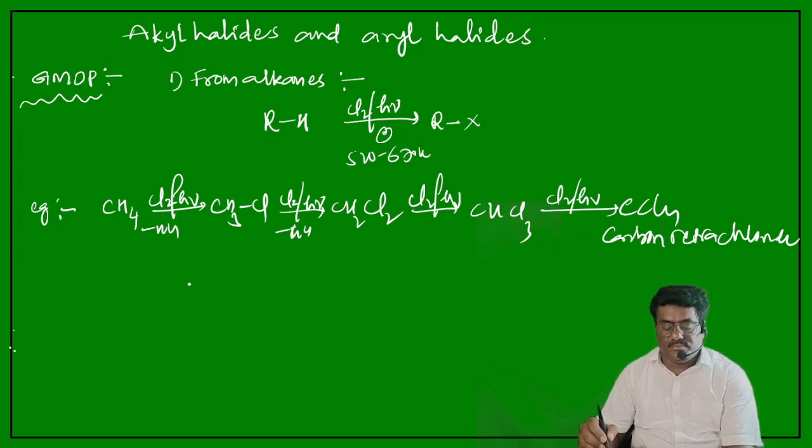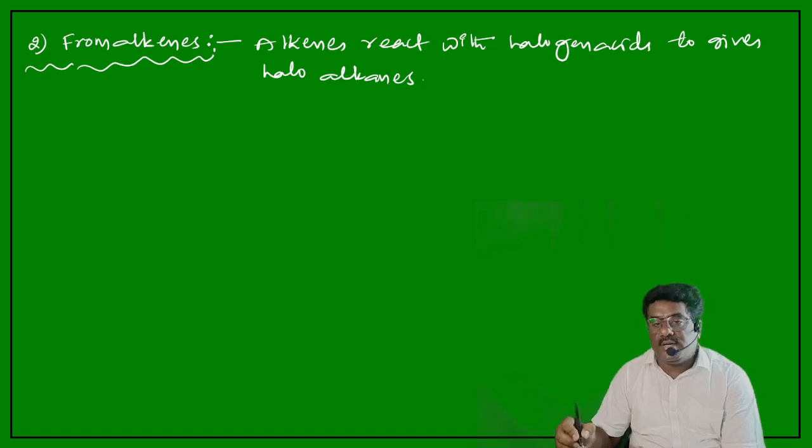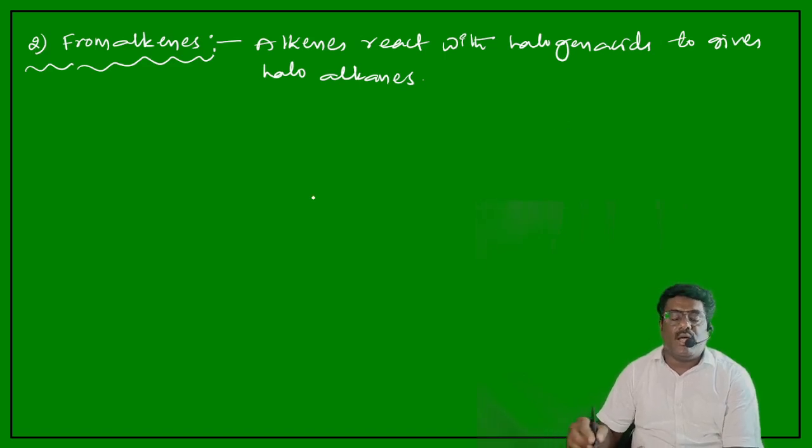Next one. Now the second method, from alkenes. Alkenes react with halogen acids like HCl to give haloalkanes.